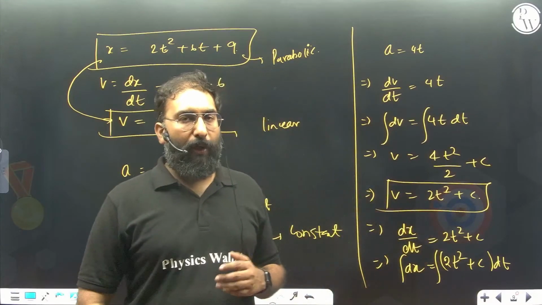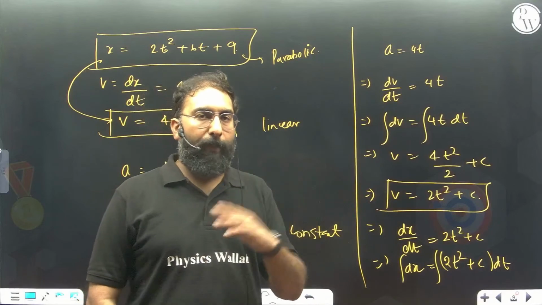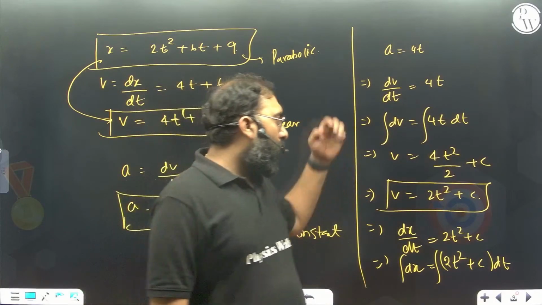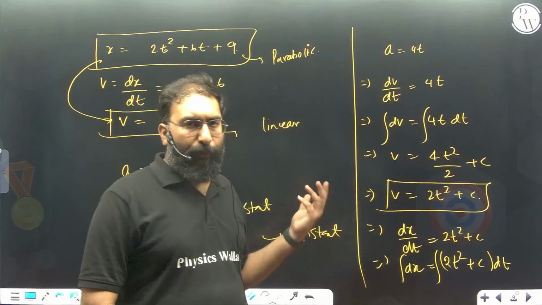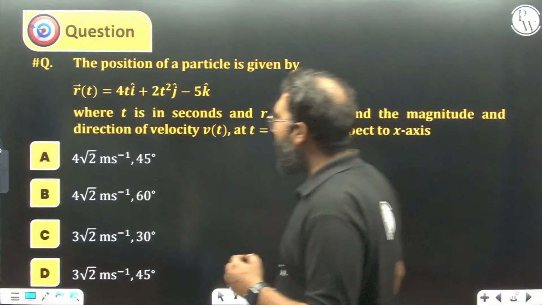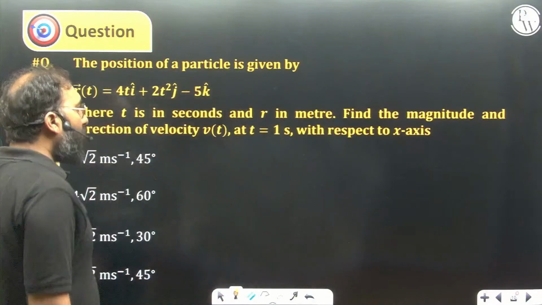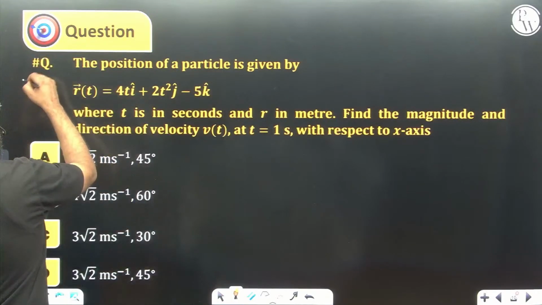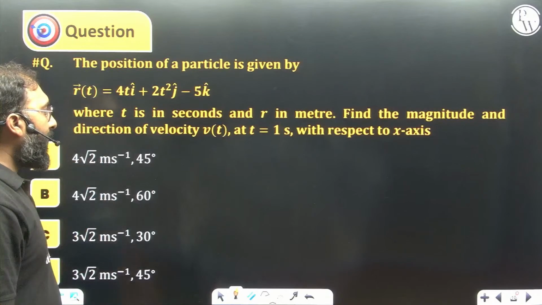If they have given velocity, still again the remaining two can be obtained. So like this we have a few questions to practice. So let's come in here, see this question. Now you will be able to understand and you can apply the concept here to get the answer.